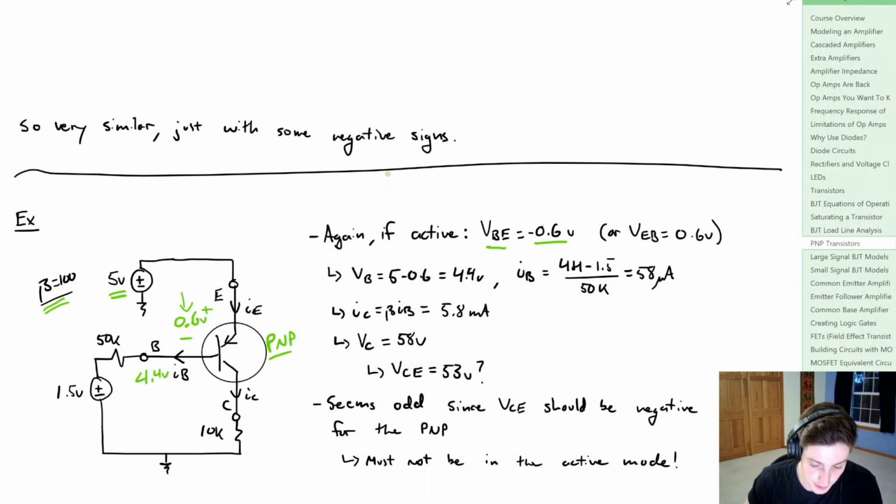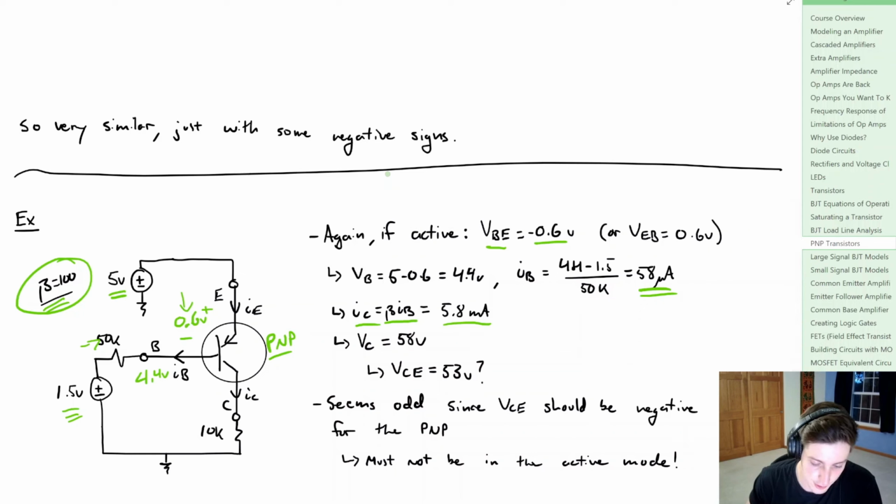Now, if that's the case, we can define a base current simply as 4.4 minus 1.5 volts divided by this 50k ohm resistor right here, such that our base current is 58 microamps. Now, if the base current is 58 microamps, and we know that beta is equal to 100, then we can say that the collector current is equal to beta times IB, or 5.8 milliamps.